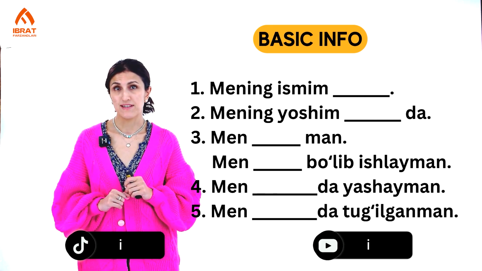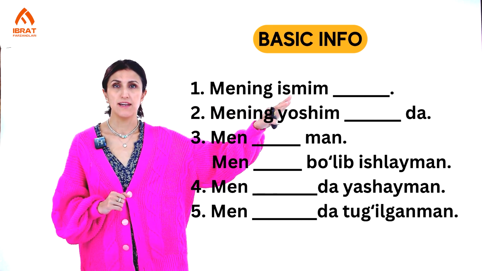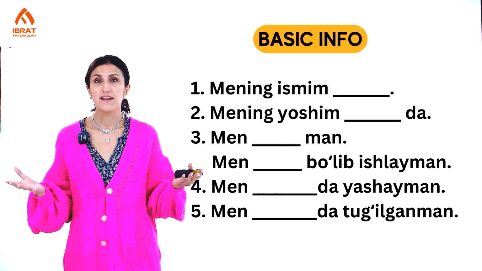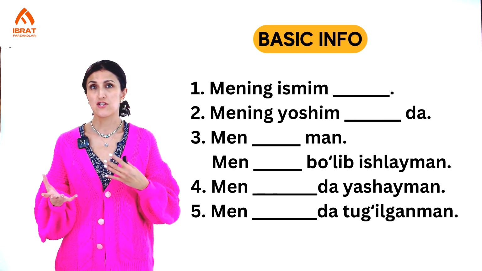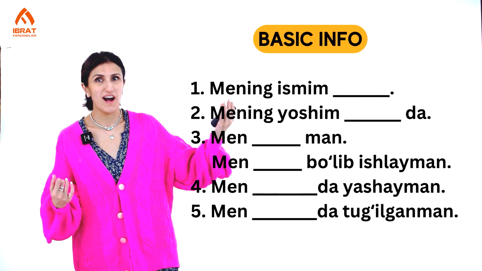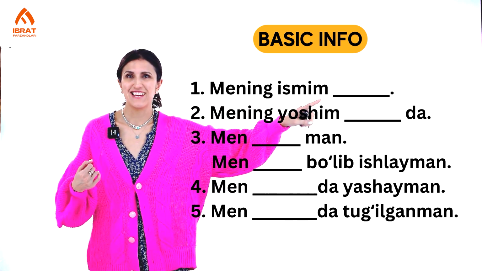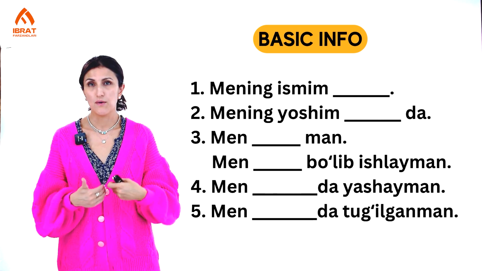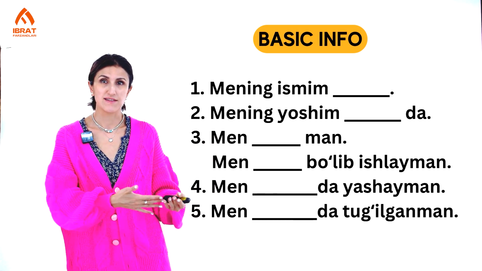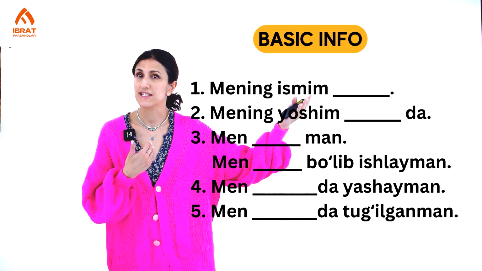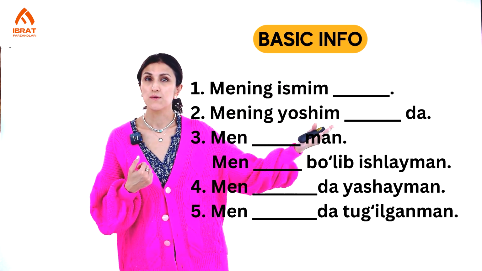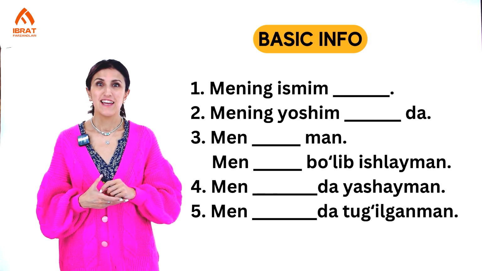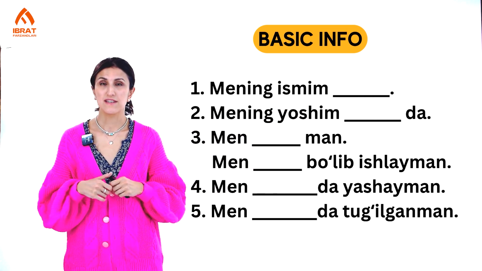First is name, meaning ismim, and this is the place where we are using possessive pronouns. That's the reason why we learn possessive pronouns in the beginning, so we understand why the word name takes a ending, right? Meaning ismam, and here I will use my own data so you can use this for yourself too. Meaning ismam Saida, meaning yoshim 37 da, and I will not translate this number so you can guess for yourself. But here your task is to put your own age.